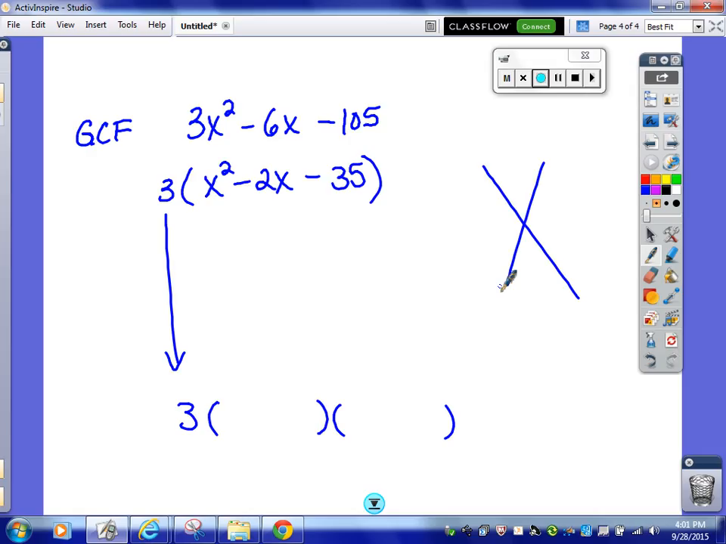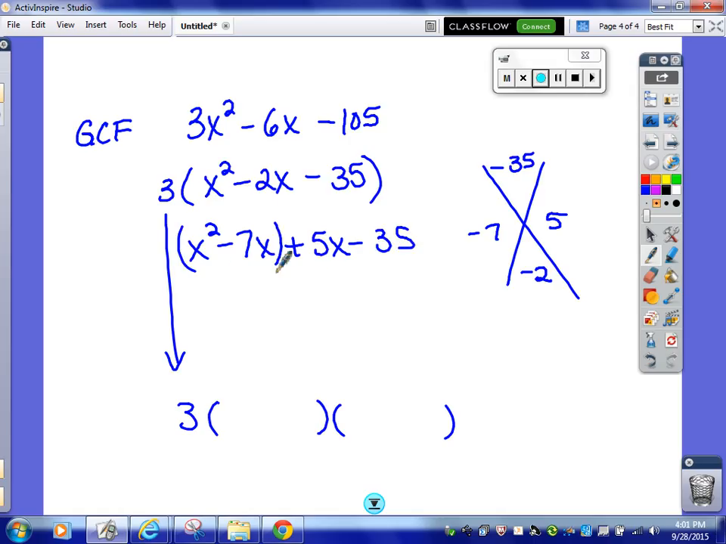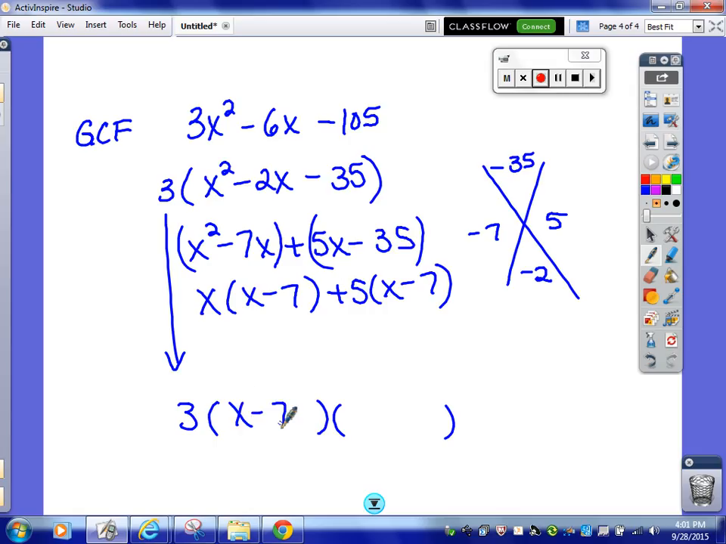Well, this time my A is 1, times negative 35. And I want to have a difference of negative 2. So negative 7 and 5. So here again, rewrite that middle term. Group the first two, group the last two. GCF. So my common factor is x minus 7 and then x plus 5. But here again, you've got to have that 3 out front. Now you're not factored completely unless you look at these factors and make sure they have nothing in common other than 1. All right, there's the review of factoring. You may see some shortcuts, like here the lead coefficient is 1, so notice that my factors are just my negative 7 and my 5.